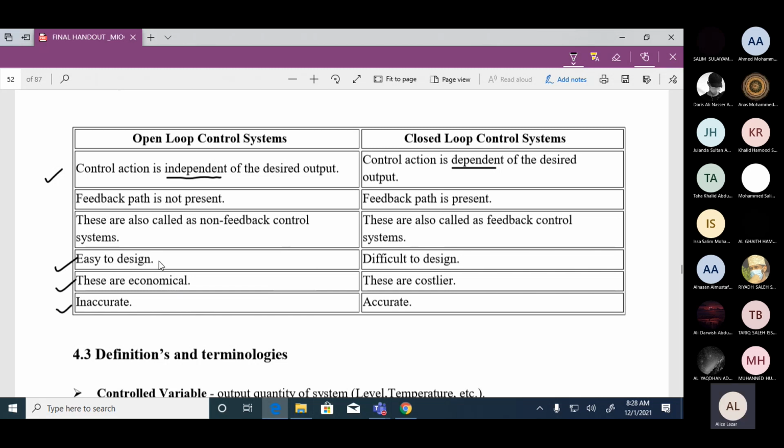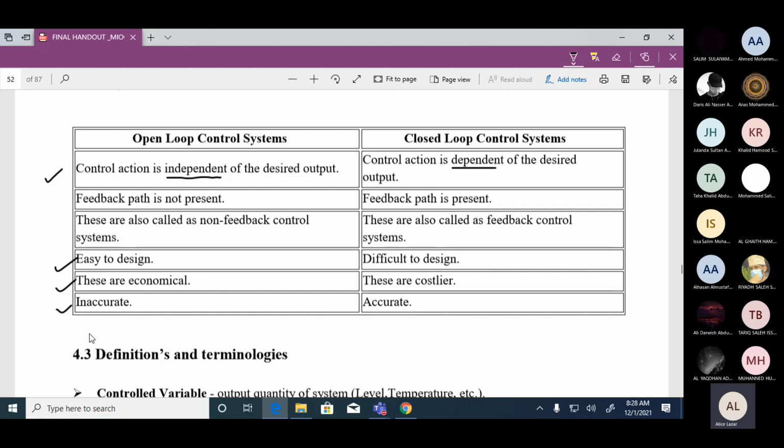Then it is easy to design. Closed loop control system is difficult to design because you have to design the controller. You cannot simply place a switch there. These are cheap. Closed loop is expensive, but open loop is inaccurate and closed loop is accurate.